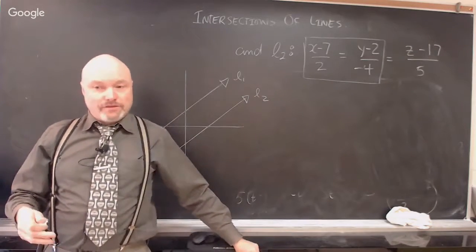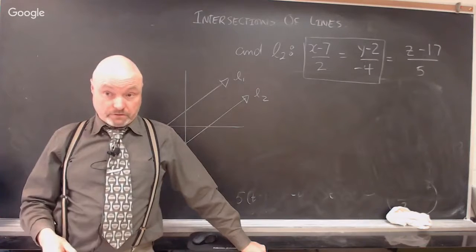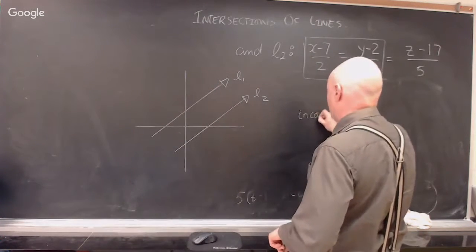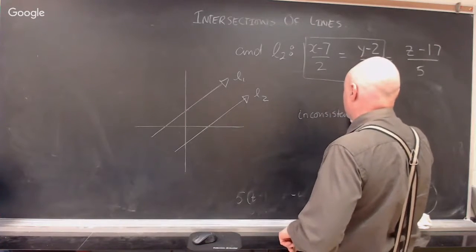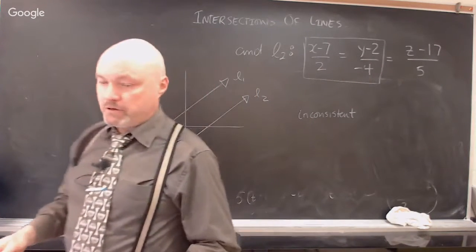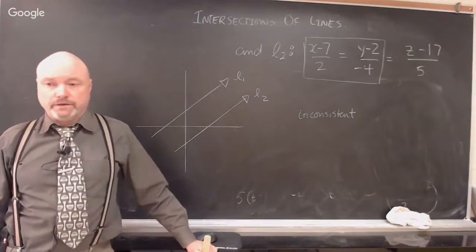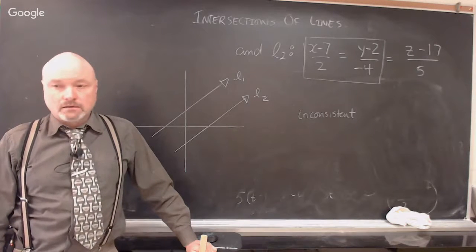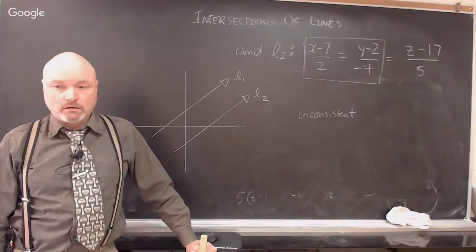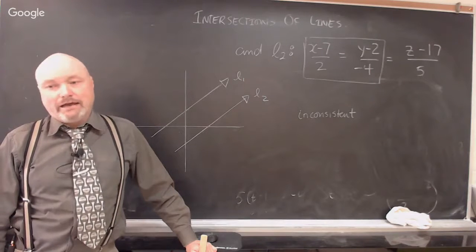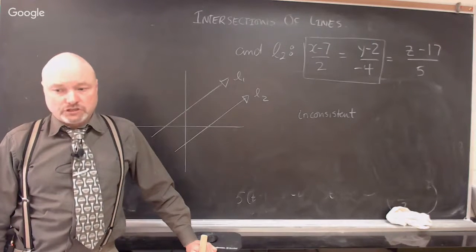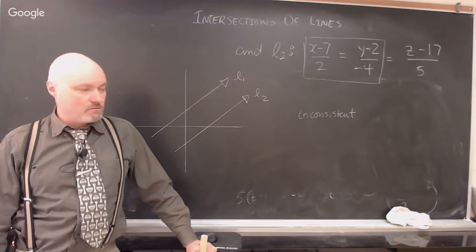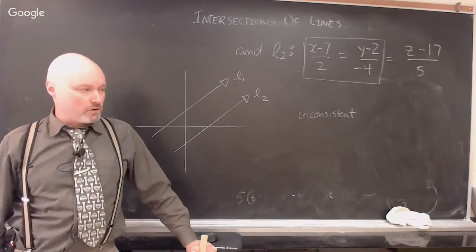There is no solution to this system, so it's inconsistent. There are no common points. And so when we go to solve this one, we're going to get weird answers. We'll get 0x equals 5, which just can't be. So we would say that's inconsistent, and it means they don't intersect.